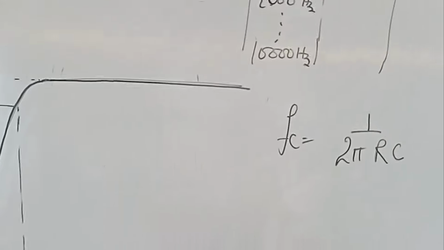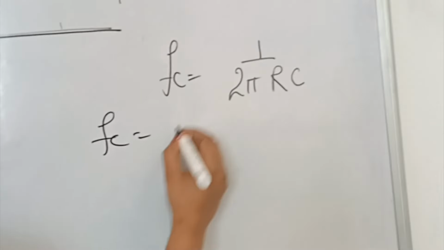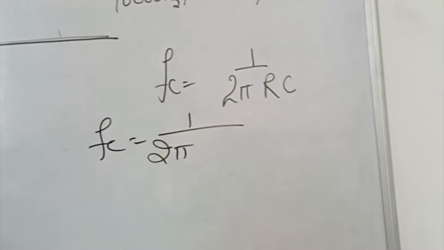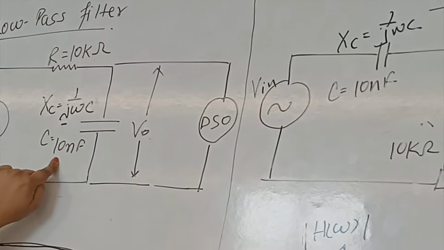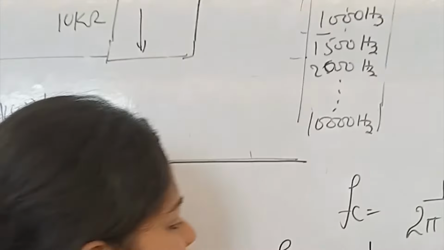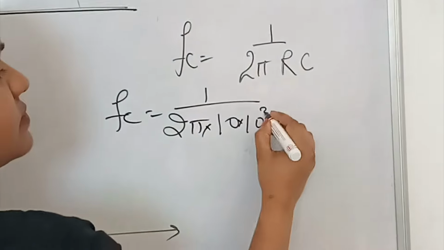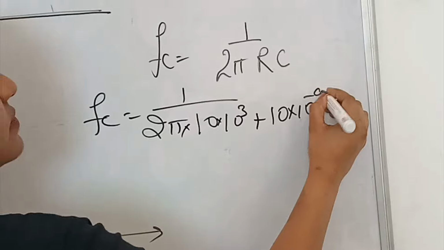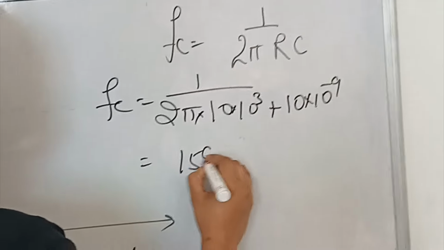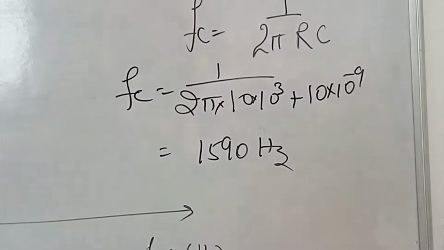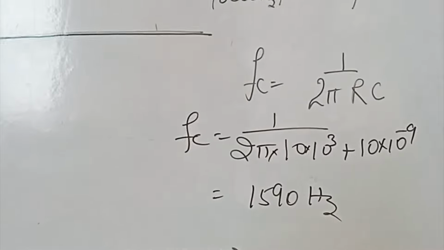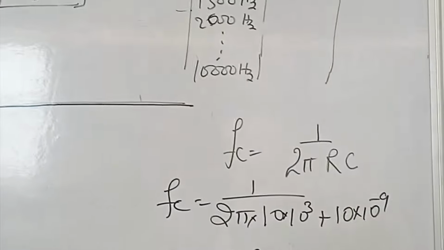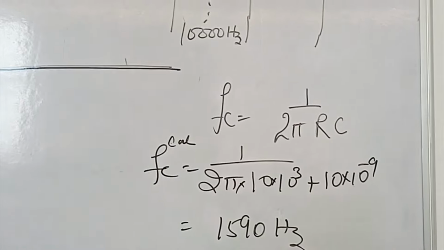Now first let us calculate the theoretical cutoff frequency. For that I have to just put the values of R and C in this formula. Here I am going to use 10 kilo ohms resistance and 10 nanofarad capacitance. Let us put these values over here. When I calculate this, I should get the cutoff frequency to be equal to 190 Hz. This is the theoretical or calculated value of the cutoff frequency.